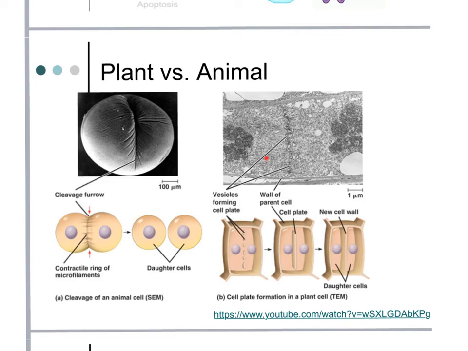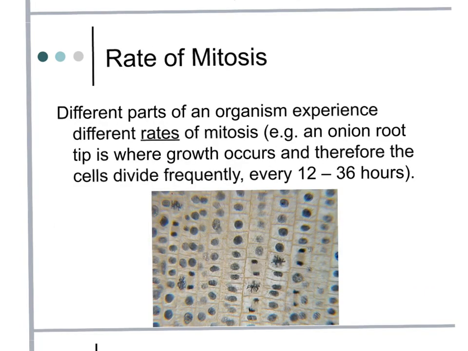In plants, it's a little bit more complicated because of that cell wall. We instead have basically vesicles that move to the center of the cell and form what's called a cell plate. Then the existing cell wall will connect with that cell plate, and then we get the 2 daughter cells. So the biggest difference is that in plants we have this cell plate forming, whereas in animals we have that cleavage furrow.